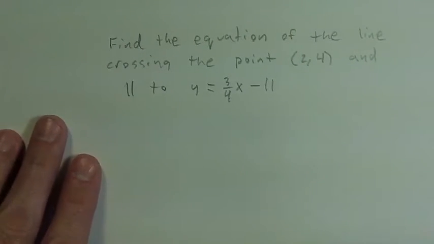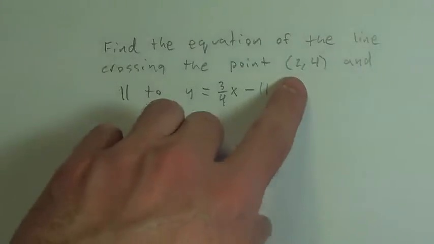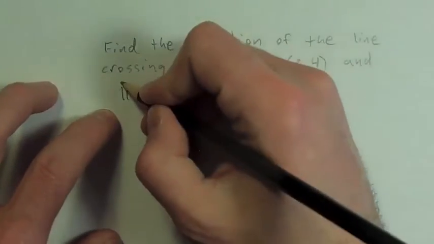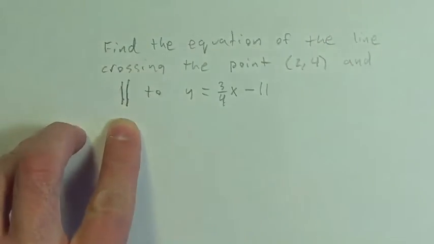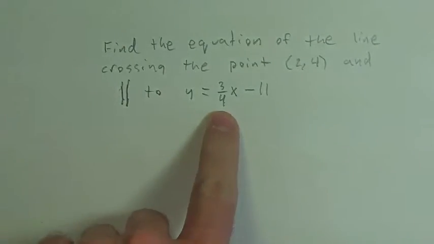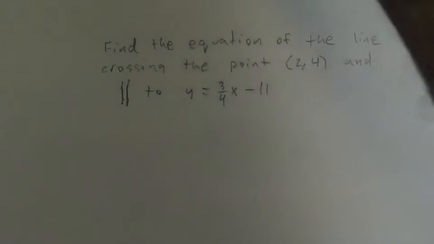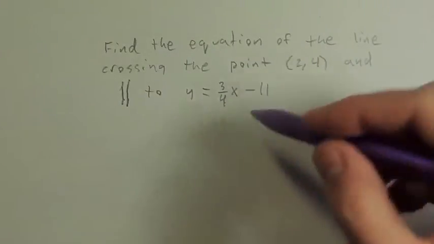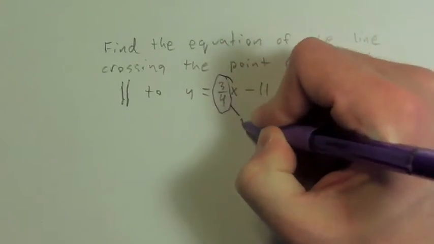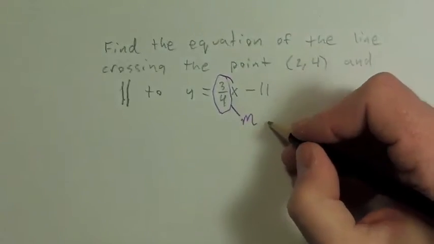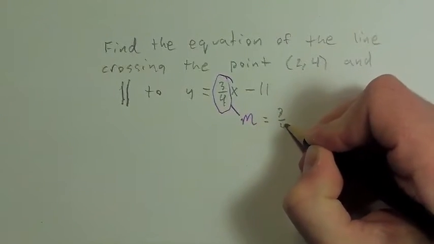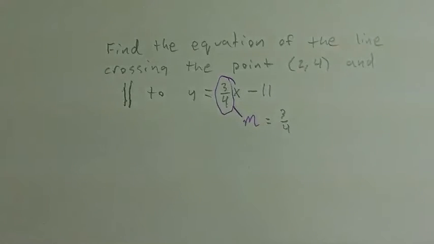Let's say I want to find the equation of the line crossing through the point 2, 4 and parallel to this line, y equals 3/4 x minus 11. I should be careful with that so you don't think it's 11. Well, the first thing we need to do to find the equation of this new line is get our slope. And we get our slope from the fact that the line we're looking for is parallel to this one. So we're going to grab our slope from here. Our new slope, same as our old slope, is 3/4. And then, all right, we got what we need.